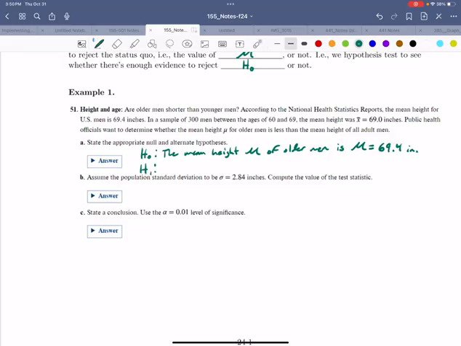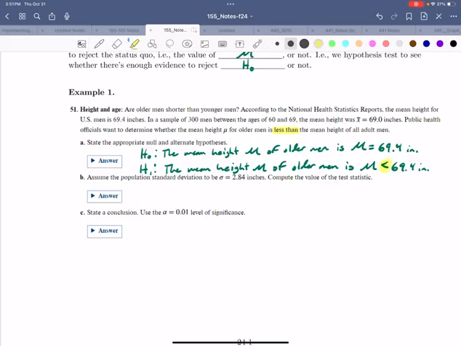Remember, for the alternate hypothesis, we need to read a little carefully. We see that there's this term less than. I'm going to highlight it. Less than the mean height mu of older men is, mu is less than 69.4 inches.